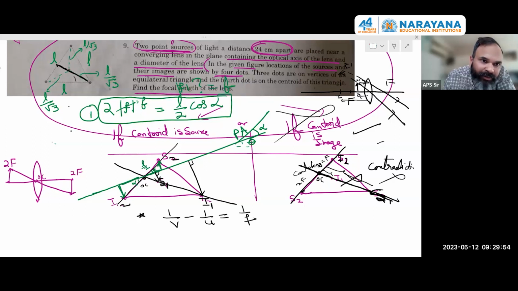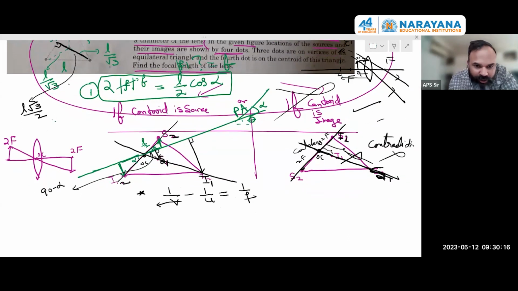If you draw this line here, this black distance, this is 90 and this is 60 and L, so L root 3 by 2. I'm saying this distance is L root 3 by 2. And what about that angle? That angle is 90 minus alpha. So my v distance, the image distance, is on the same side of the lens, so negative: L root 3 by 2 times cos of 90 minus alpha, which is sin alpha. This is my v, negative of this much.